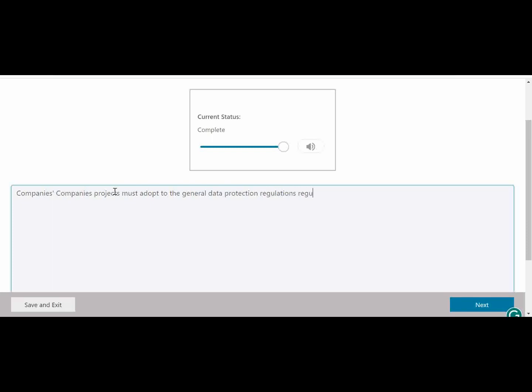If you are confused between regulation and regulations, then you can add both. So here it is, company and companies, with apostrophe S and simple S. And for "must adopt", I am reading adopt as the second form, adapt.